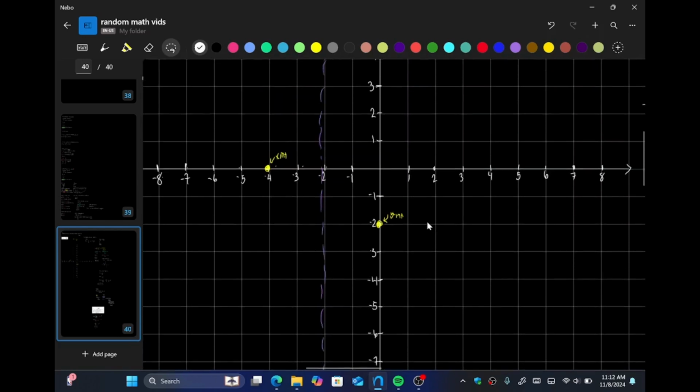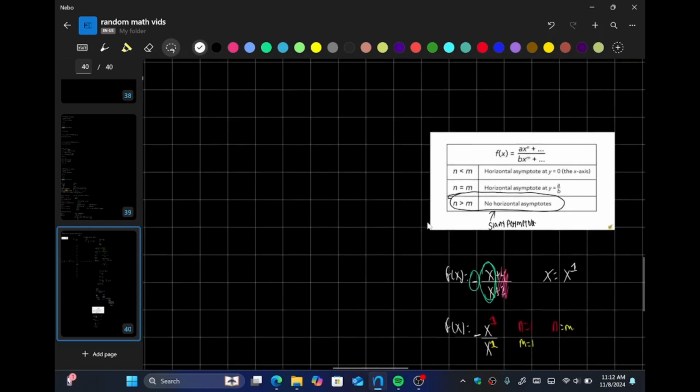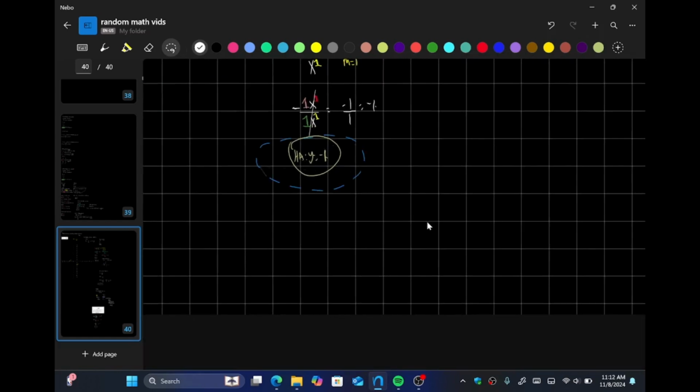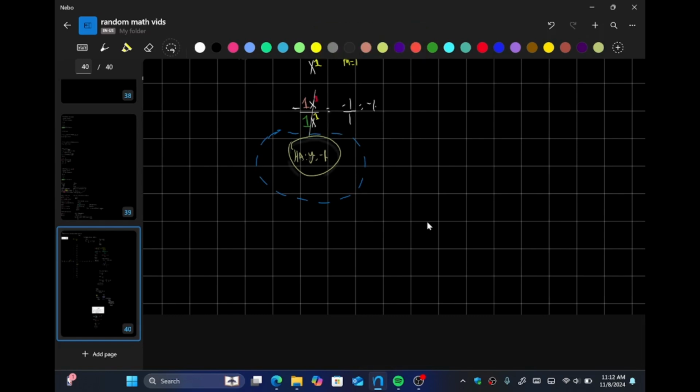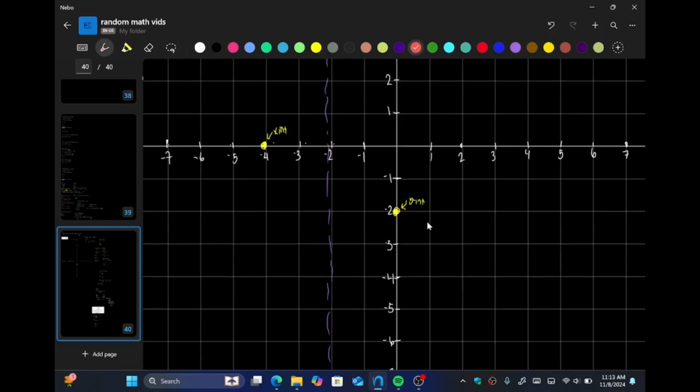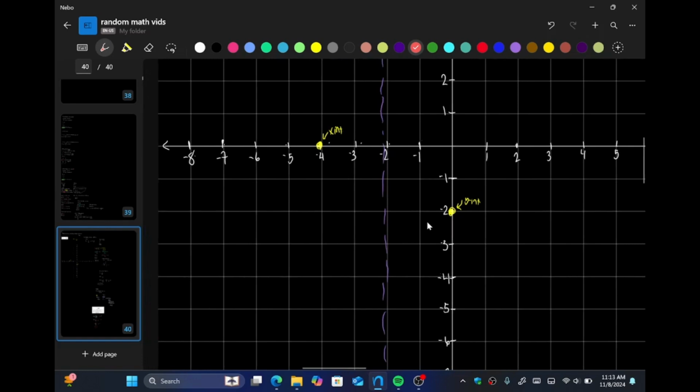So we're gonna put a, and actually let me do it in a different color. Hold on, guys. So okay, I'll do it in this color. So we're gonna put a dashed line at negative 1.